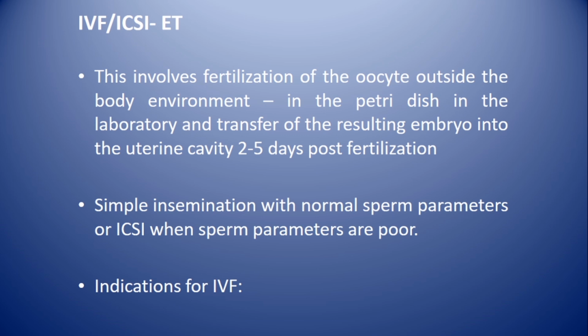ICSI is the art of injecting one sperm into each egg to ensure that the sperm gets inside the egg. For people that have very low sperm count, you have to inject the egg one at a time with a sperm, which is picked up by the embryologist under the microscope, using what is called the micromanipulator. So, for people that have poor sperm parameter, ICSI is what is done. For people that have normal sperm parameter, IVF is what is done.